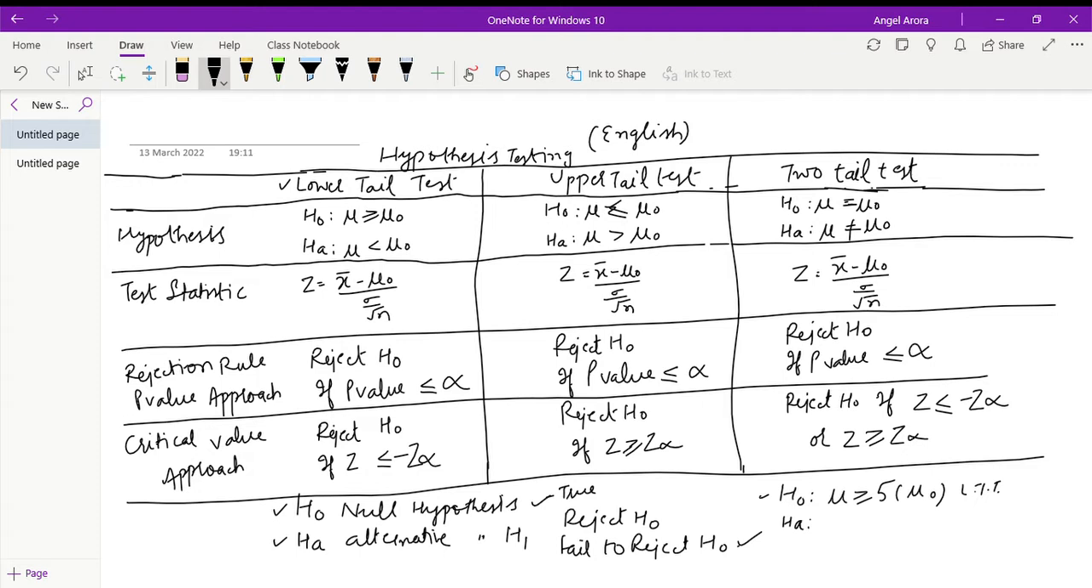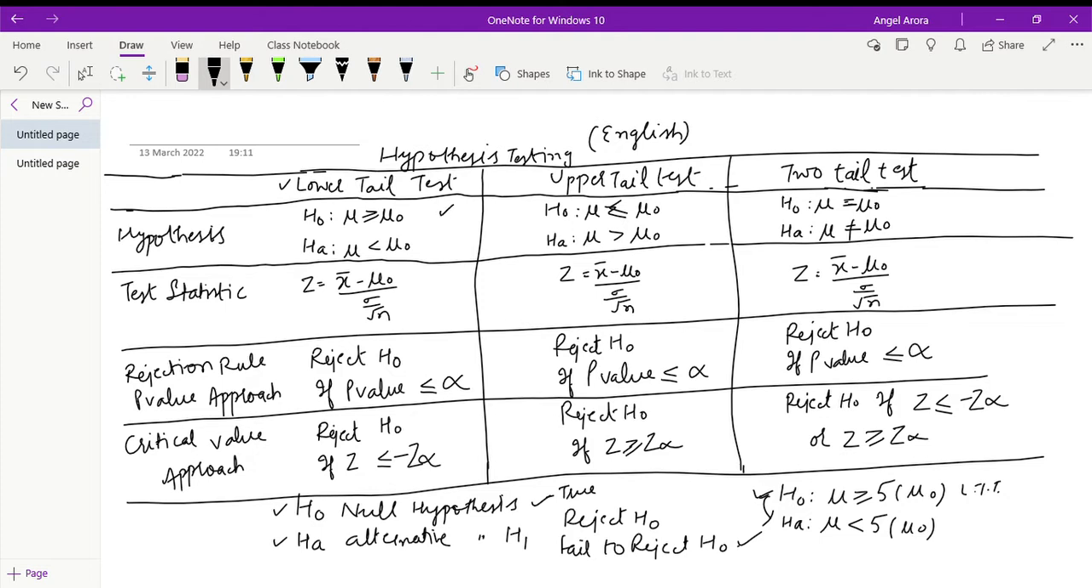But I'm not going to write here that mu is equal to 4. We have to write the alternative hypothesis as the opposite of the null hypothesis. So it should be that mu is less than 5, because 4 hours a day is less than 5. So this will be the alternative hypothesis. So this is a case of lower tail test.